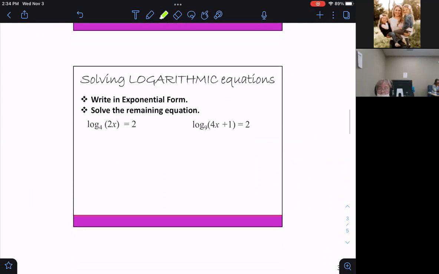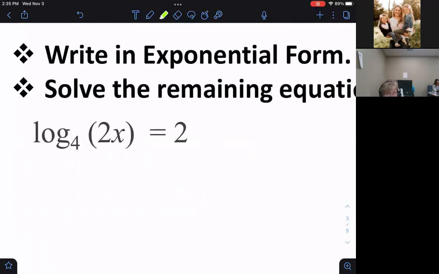The next thing we're going to do is look at solving logarithmic equations. When we solve logarithmic equations, we have 2 steps. We're going to rewrite it in exponential form, and then we're going to solve what remains. If you remember from yesterday, the first thing we want to do is label the pieces. So here is my base. Here is my y term, and here is my x term.